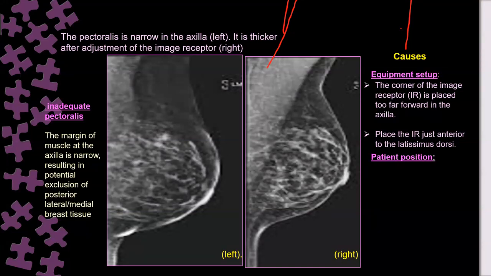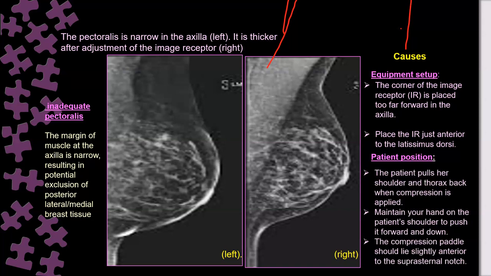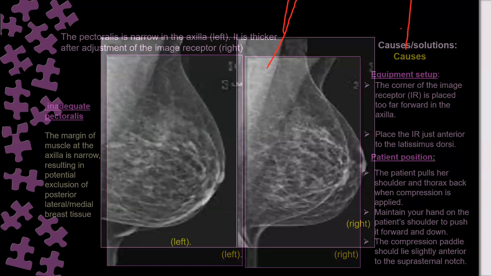So it's really important. Regarding the patient position, if she's not relaxing her shoulder and maintaining her upper limb in the right position, that can also result in this. By contracting her shoulder, she can contract the pectoralis major and produce such an image. The technologist is the one who advises the patient to relax her shoulder and positions her.